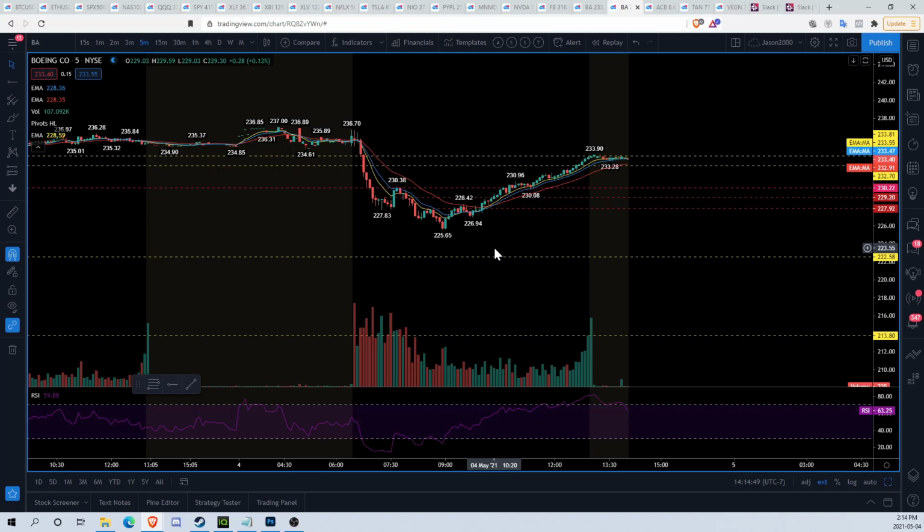Think about teams working together. What needs to happen for you to get back up on a trade? That's the key, I think, for using these multiple time frames. Clearly, very effective for BA today.